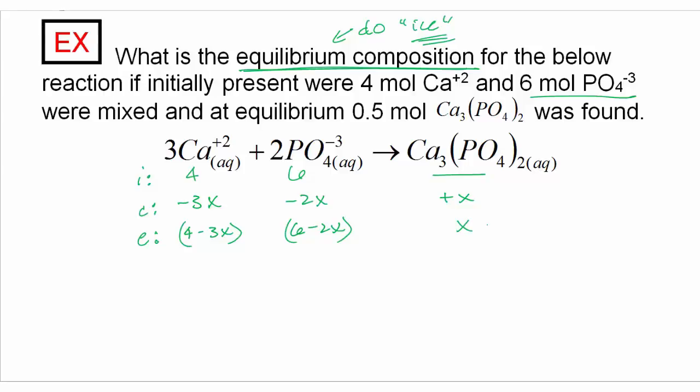Okay. They say at equilibrium we have 0.5 moles of calcium phosphate. So that means this has to be 0.5 moles. So you know what our X is. So 4 minus 1.5 is 2.5. We have 2.5 moles of calcium.